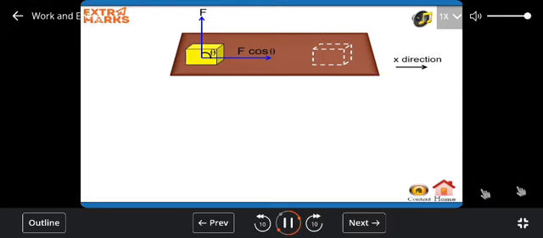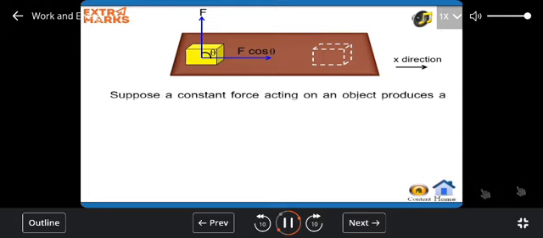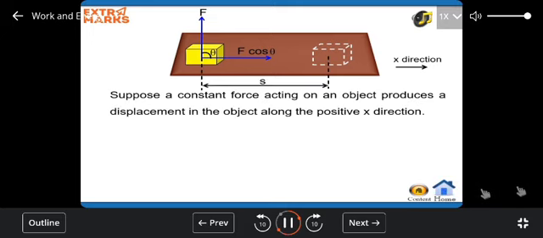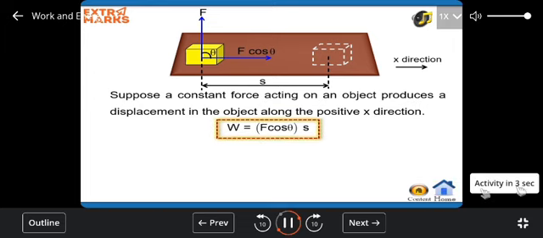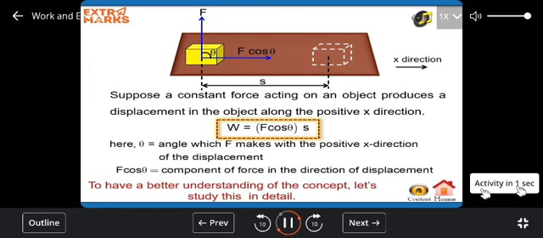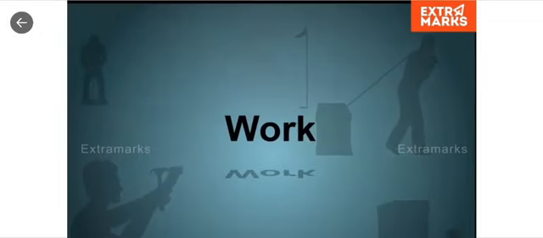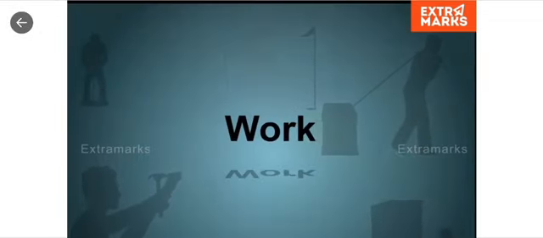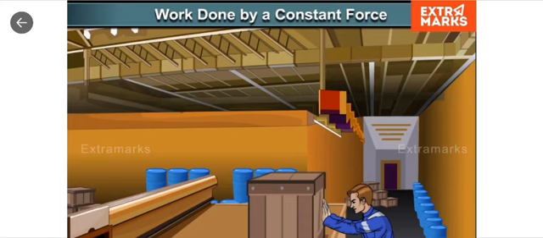Suppose a constant force, denoted by F, acting on an object produces a displacement in the object along the positive x direction, denoted by S. Then the work done, W, is equal to the product of F cos theta with S. Work done by a constant force.